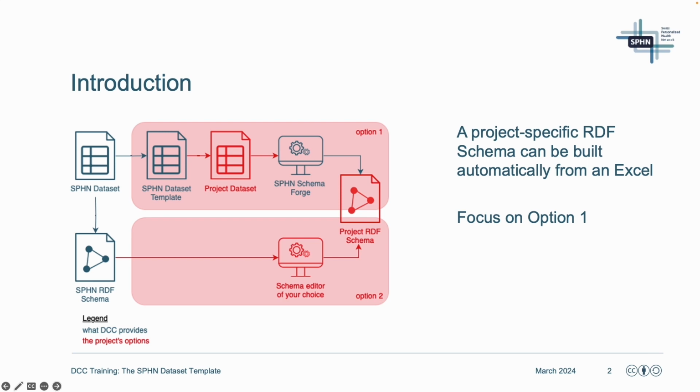A project in SPHN has the possibility to extend the semantics defined in the SPHN dataset to fit their needs. There are two options available. The project can either take the SPHN Dataset Template to build their project dataset manually and then give it as an input to the SPHN Schema Forge web service to generate, among other things, the project RDF schema. The second option is that the project can take the SPHN RDF schema directly and use any editor of their choice to add their own RDF content in a project RDF schema. In this presentation, we focus on option 1.